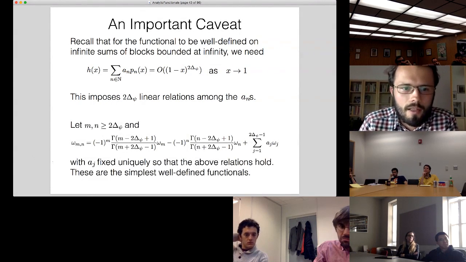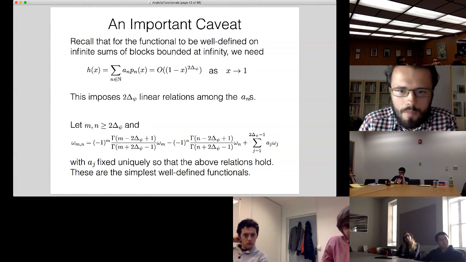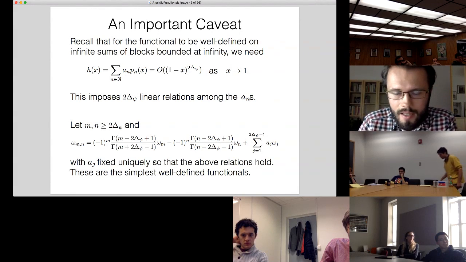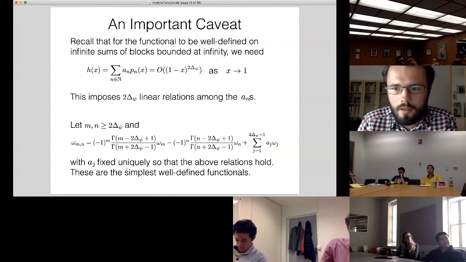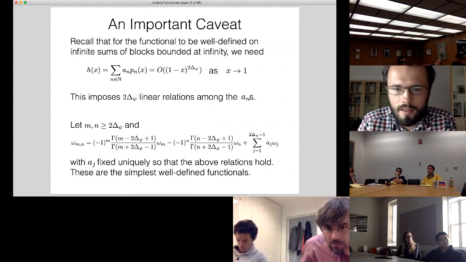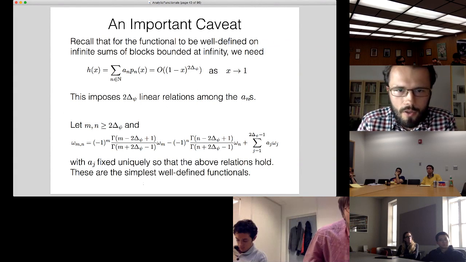The simplest one is written right here. You take m and n of at least 2 delta psi, and then you can write down this specific linear combination where the presence of the first two terms guarantees a cancellation of the coefficient of order 2 delta psi, and the remaining coefficients are chosen precisely so that all the lower coefficients also cancel. So they are fixed uniquely. These omega m and n are in some sense the simplest well-defined functionals.